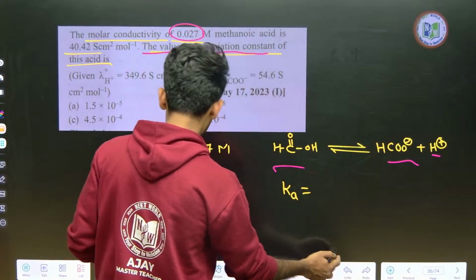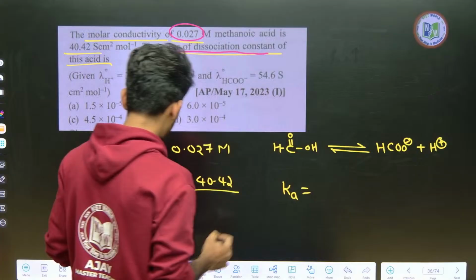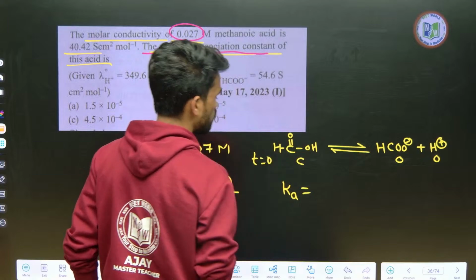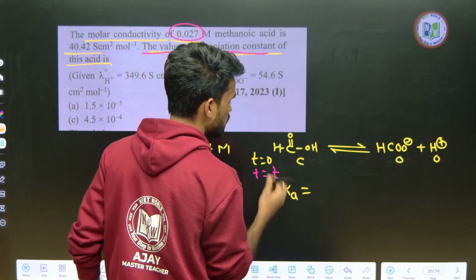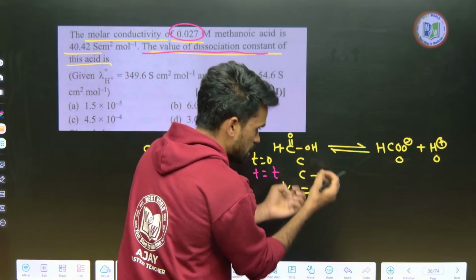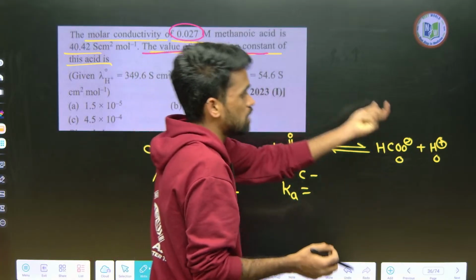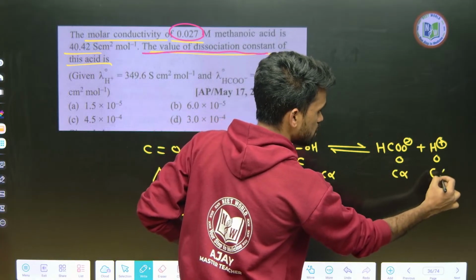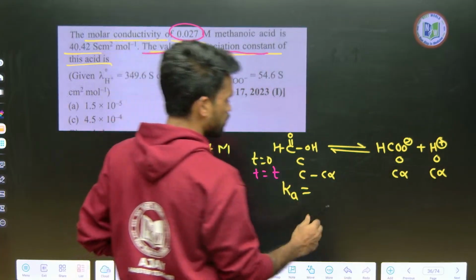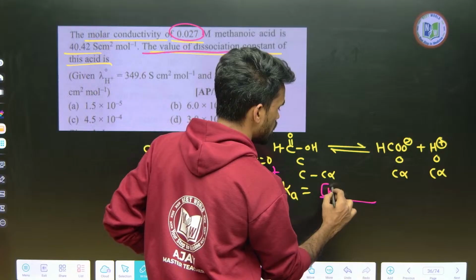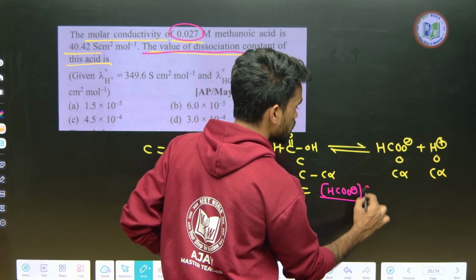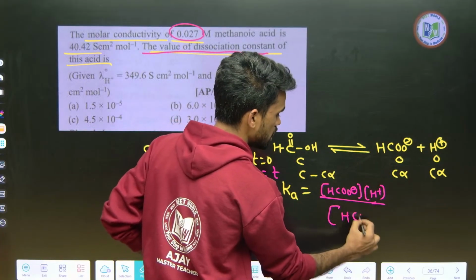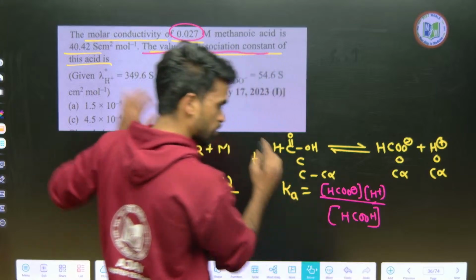For example, I am saying the concentration of this formic acid is C, with 0 and 0 for the products at time t0, that is at initial. After some time t, this concentration is getting decreased, meaning some amount of reactant is converting into product. So you can write C minus C alpha. Product concentration is C alpha, and this is also C alpha. Next, Ka will be the concentration of the ions, the formate ion and H plus ion, by the concentration of the reactant, this formic acid.